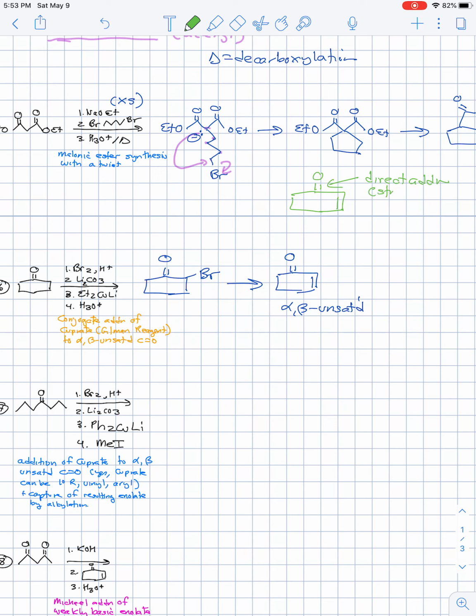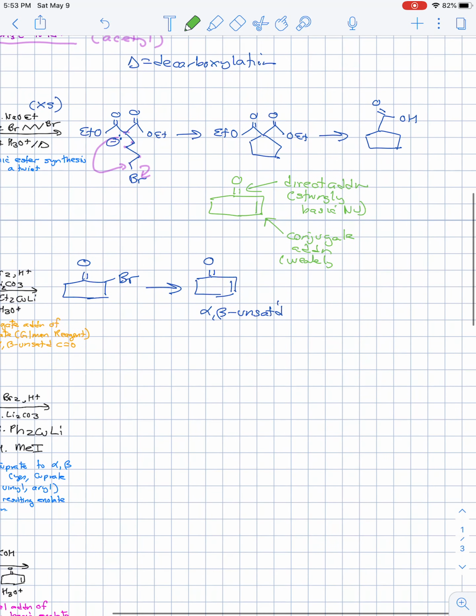So direct addition is strongly basic nucleophiles, and conjugate addition is weakly basic nucleophiles.